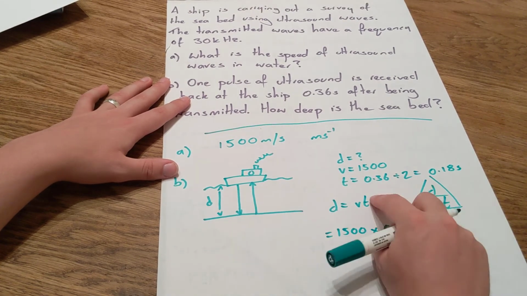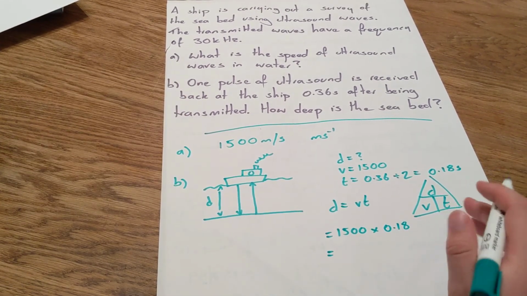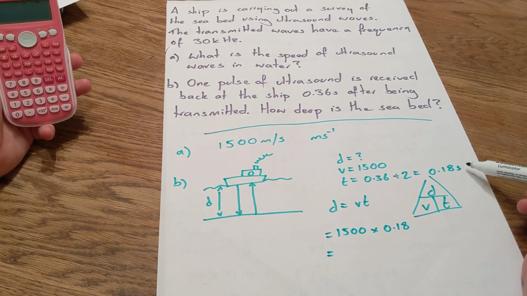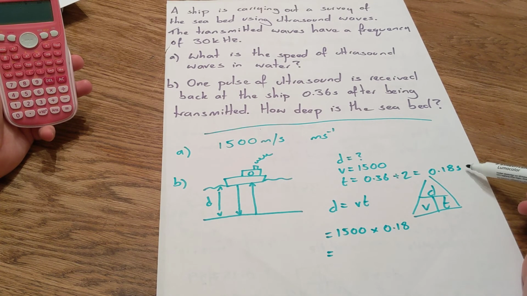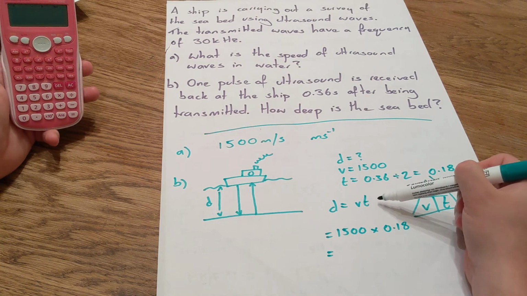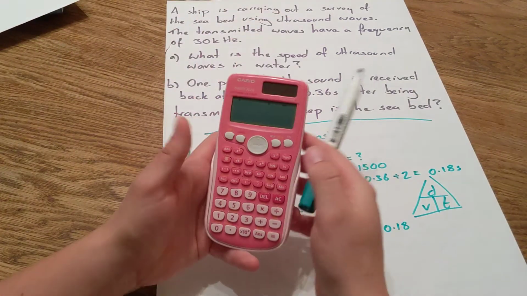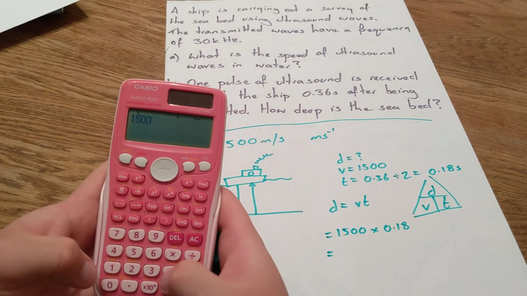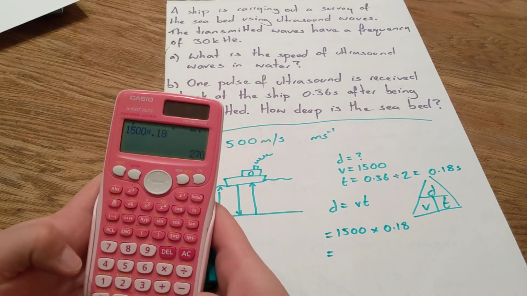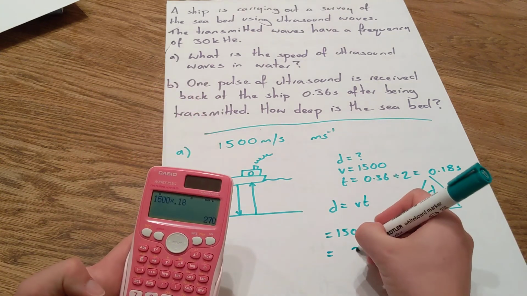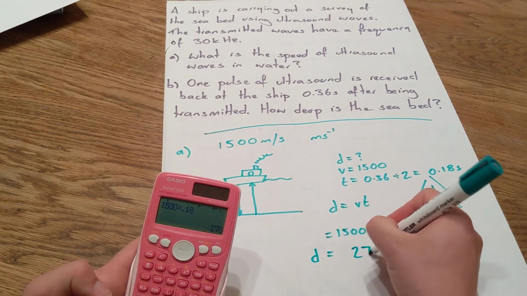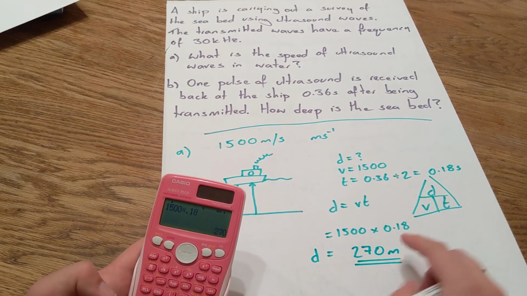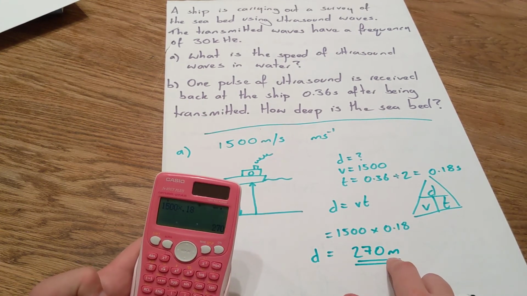Okay, that's us got 2 marks now for this question. Actually, that's us probably got 3 marks by now. We would have got a mark for realising that the time needs to be halved, a mark for the right equation, a mark for subbing in, and then if we pop it into the calculator, do 1,500 times 0.18, then that gives us an answer of 270 metres. And then we'd get a final mark for having the correct answer with units.